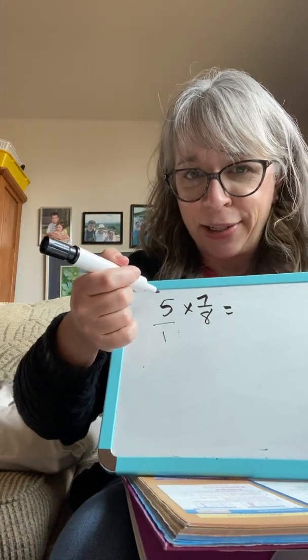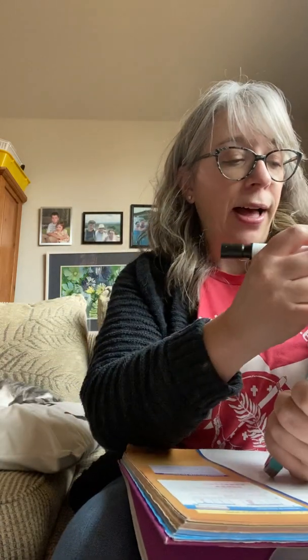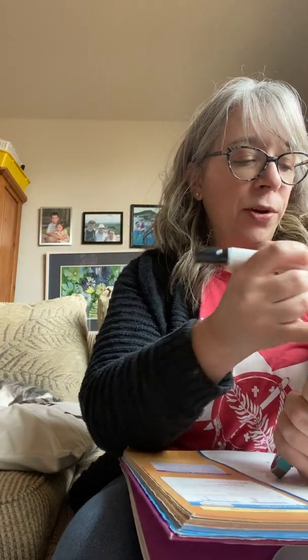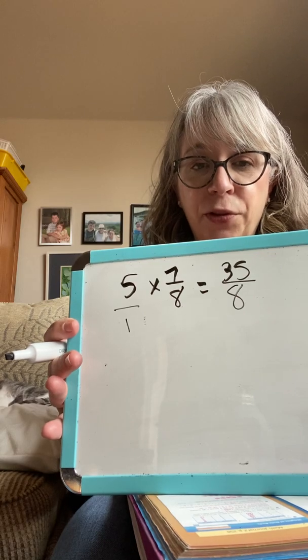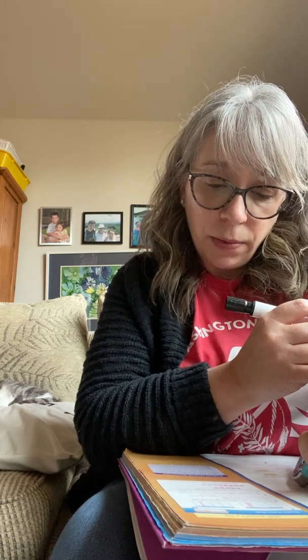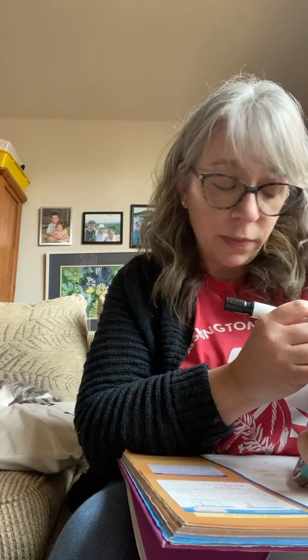So I just love doing that. 5 times 7 is 35, and then we're going to keep our 8. So we have 35 eighths, which we can convert in just a minute. And then we have 4 and 1/8. Okay, so for me, whenever I'm adding, there could be an easier way to do that.